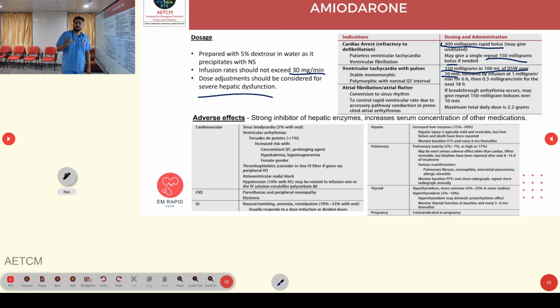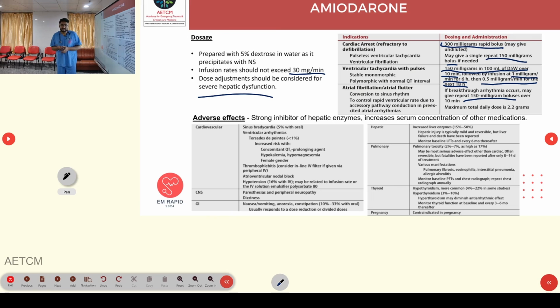And this is what we load the patient with, and after that we start the infusion, which is at 1 milligram per minute for 6 hours, followed by 0.5 milligrams per minute for the next 18 hours. So a total of 24 hours of infusion is required for pharmacological cardioversion. And if any arrhythmia occurs during the infusion, we can repeat the bolus doses, and the maximum total dose is 2.2 grams.